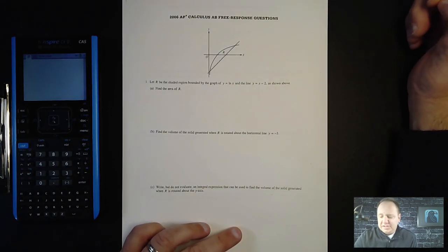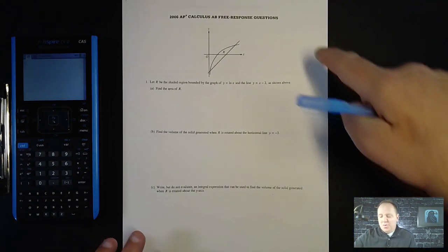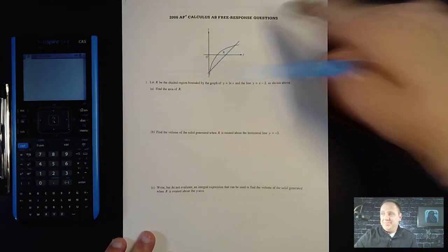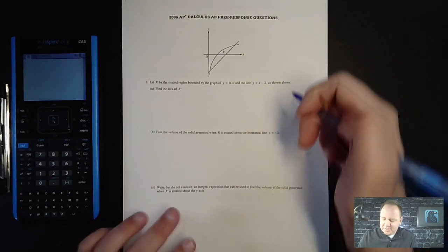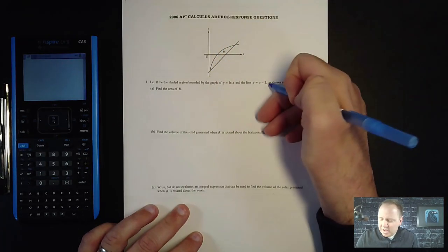All right, let's focus our rewind on area and volume FRQs. We're going to go into the Wayback Machine into 2006's FRQ dealing with this. So they're giving me region R. They're giving me y equals ln of x. You should know what that curve is. And y equals x minus 2.